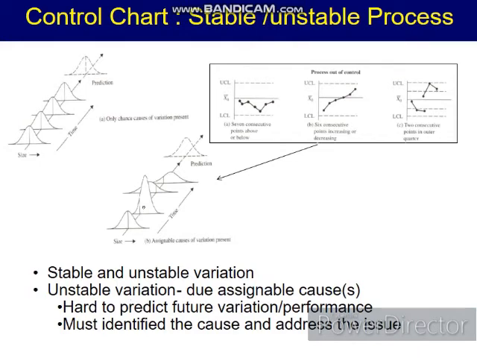So if you have assignable causes like this that cause the data to go all over the place, it's very hard for you to predict what's going to happen in the future, and you want to be able to predict that. So if this happens, you have to identify the cause and address the issue. So that's basically the explanation and the additional criteria for determining whether a particular process is in control or not, other than using the upper and lower control limits.